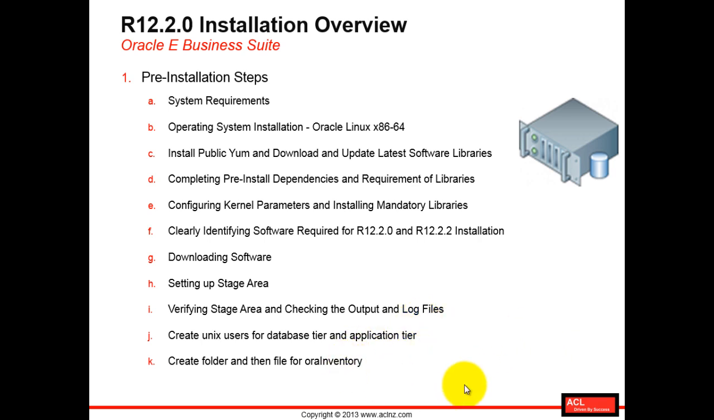Then we will go to the next step of actually installing or creating the Unix users. So what you can do is install the complete Oracle EBS 12.2.2 using one user, or you can separate it out into two users, one user for the database tier and one user for the application tier.